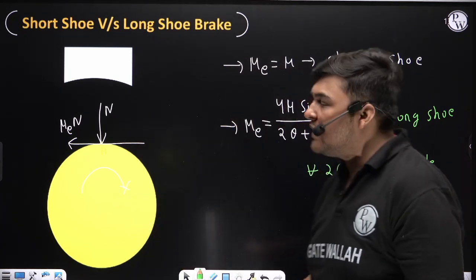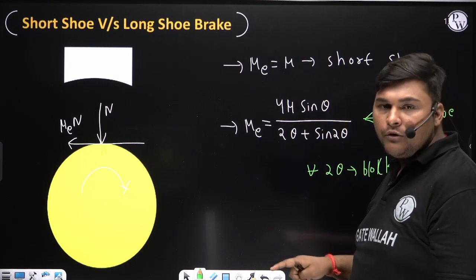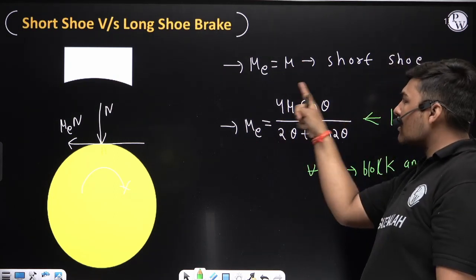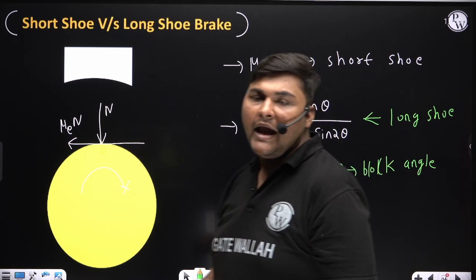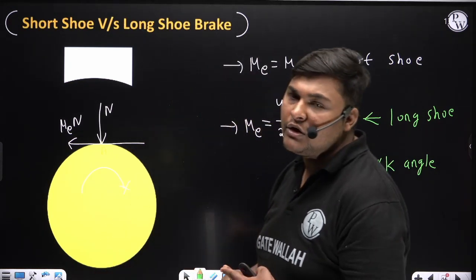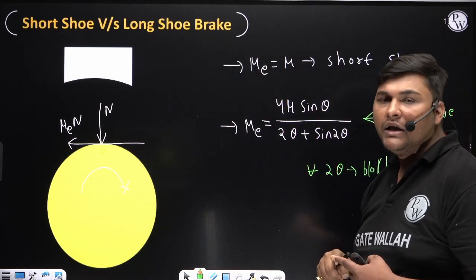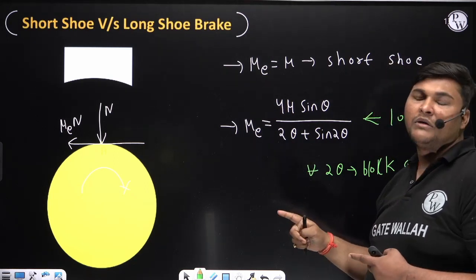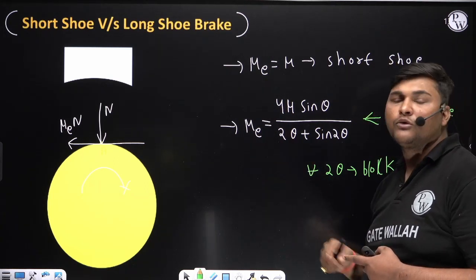For short shoe brake, mu equivalent will be equal to mu, and for long shoe brake, the formula to calculate mu equivalent is this. If 2 theta is less than or equal to pi by 4, that brake will be short shoe brake. If 2 theta is greater than pi by 4, then that brake will be long shoe brake, and apply this formula to calculate mu equivalent.